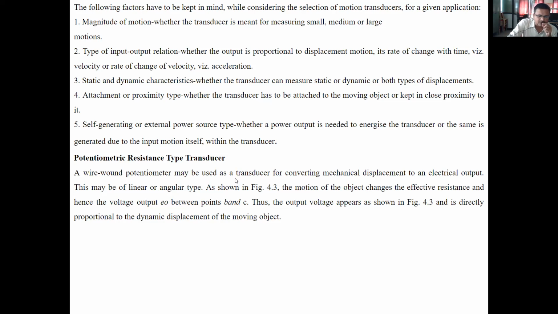A wire wound potentiometer may be used as a transducer for converting mechanical displacement to an electrical output. This may be of linear or angular type as shown in figure 4.3. The motion of the object changes the effective resistance and hence the voltage output E naught between points B and C. Thus, the output voltage appears as shown in figure 4.3 and is directly proportional to the dynamic displacement of the moving object.